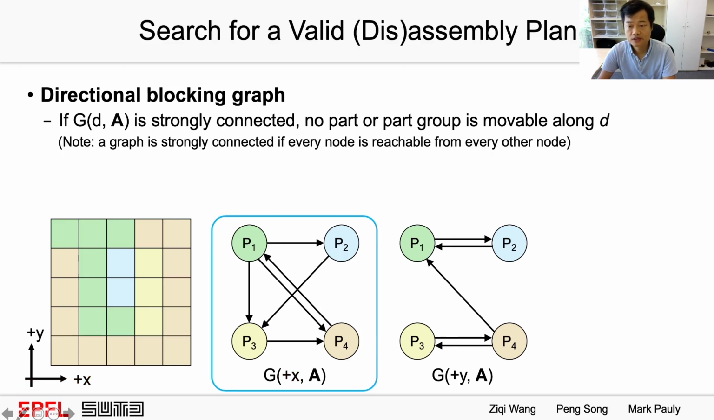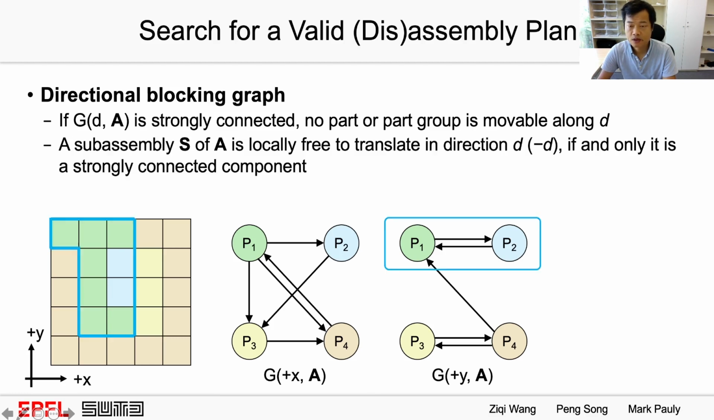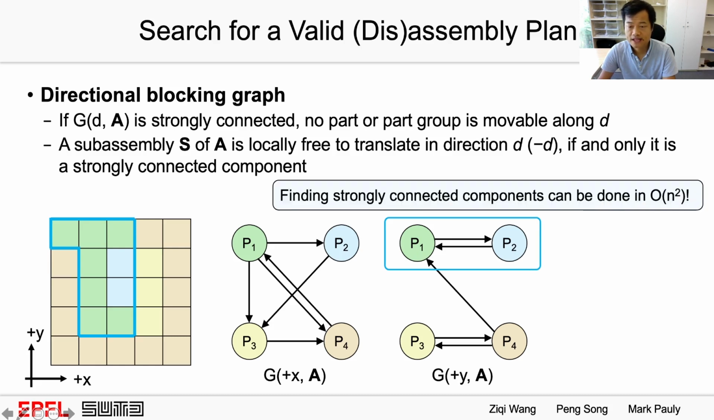We can prove that if the graph is strongly connected, no part or part group is movable along D. For example, the graph on the left is strongly connected, hence there is no part or part group movable along positive x. A sub-assembly S of A is locally free to translate in direction D or minus D if and only if it is a strongly connected component. Look at this sub-assembly. It is a strongly connected component and it can translate along positive y. Note that finding strongly connected components can be done in big O n to the power 2, where n is the number of parts.